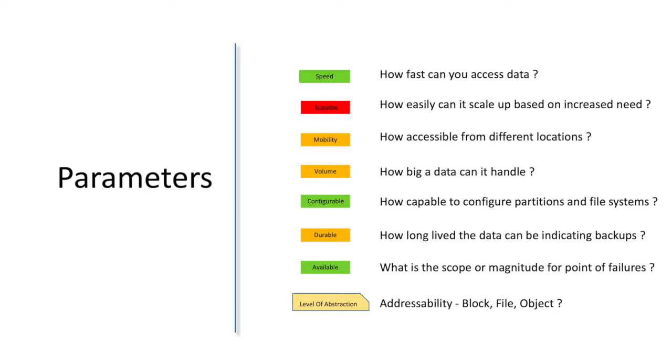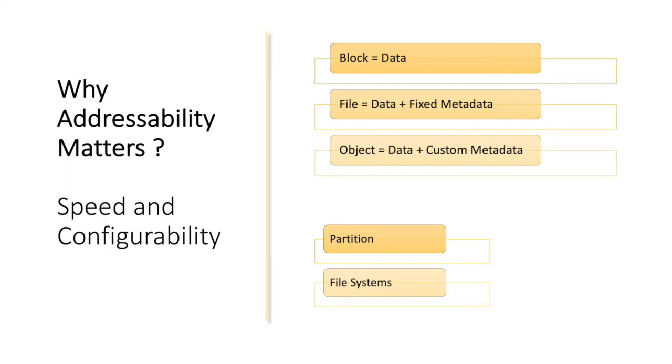But these abstractions are very important, and why they are important is because addressability matters. Why does it matter? Because we are able to judge two parameters: one is speed, the other is configurability. So addressability, whether you are able to access the block, the file, or the object level abstraction, determines how fast you can access your storage and how configurable your storage is.